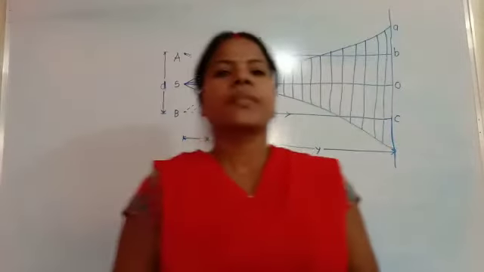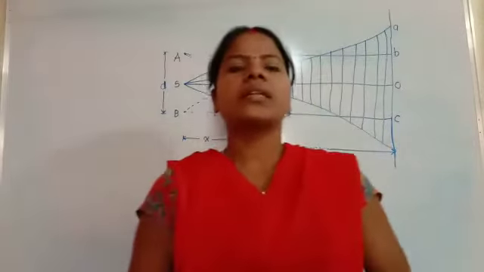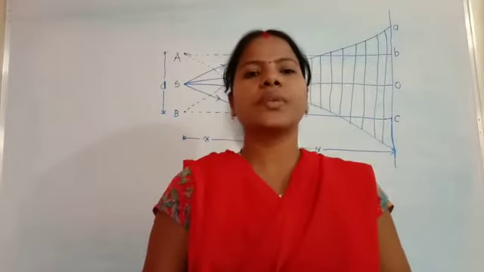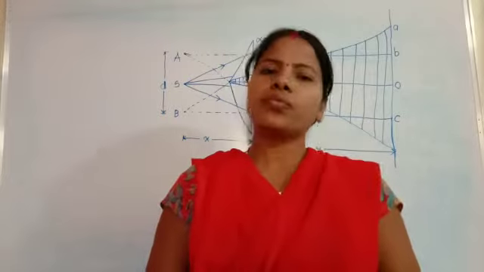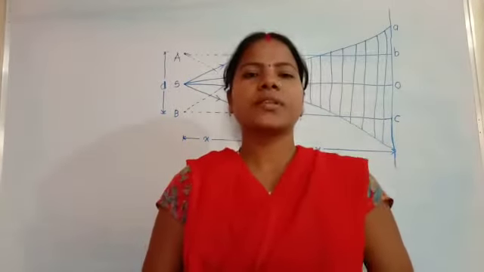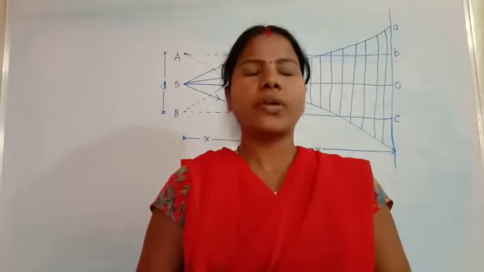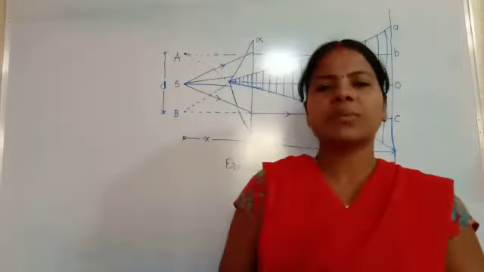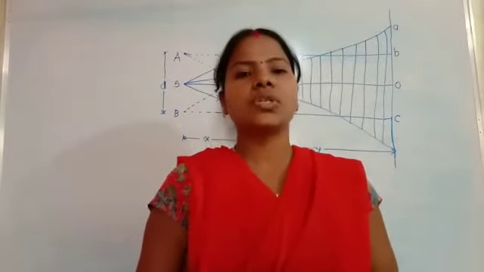Hello, good morning. In the previous class, we studied the methods of producing interference patterns. There are two types of method: first is the division of wavefront and second is the division of amplitude. In the first method, the division of wavefront, we are seeing the first example, the Fresnel biprism.